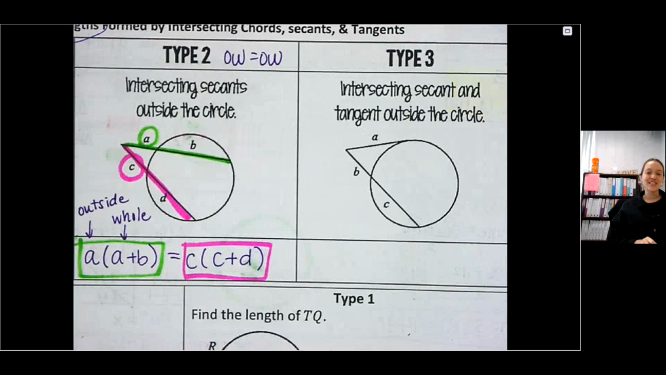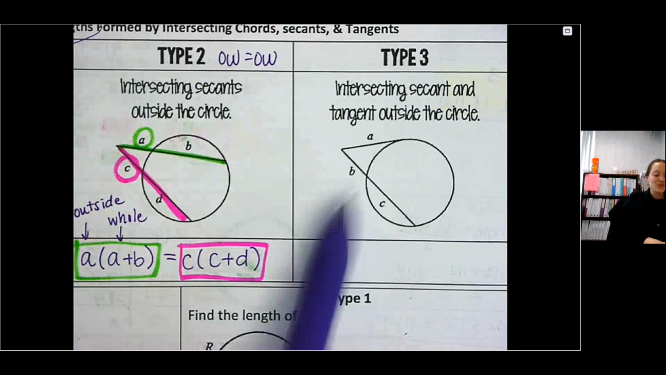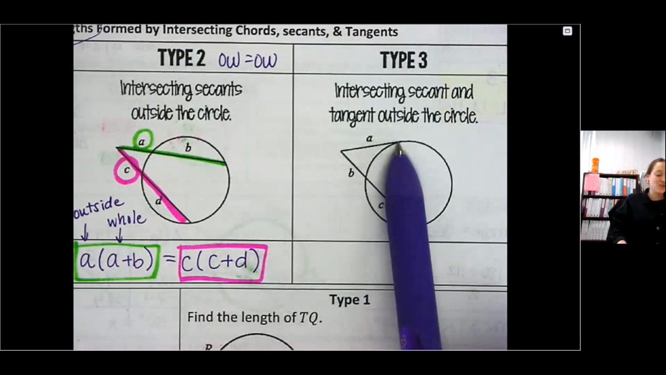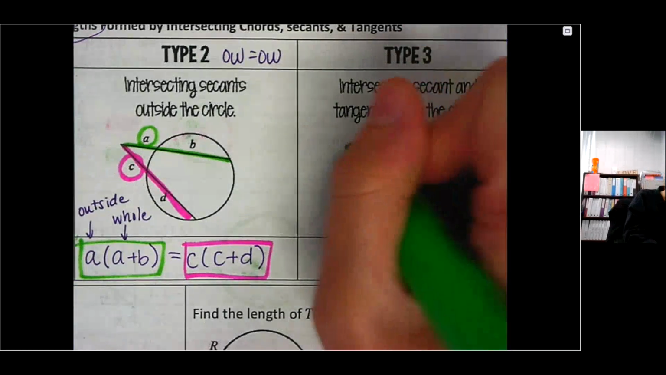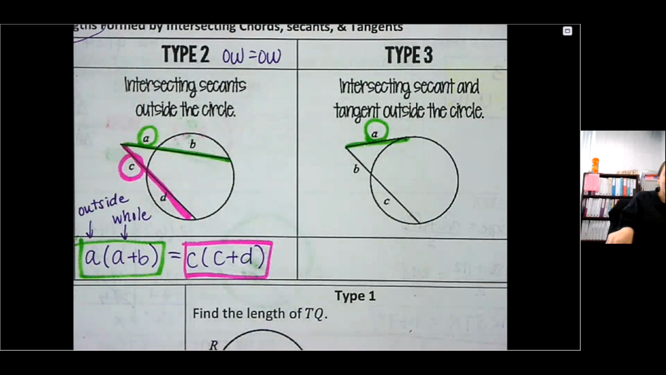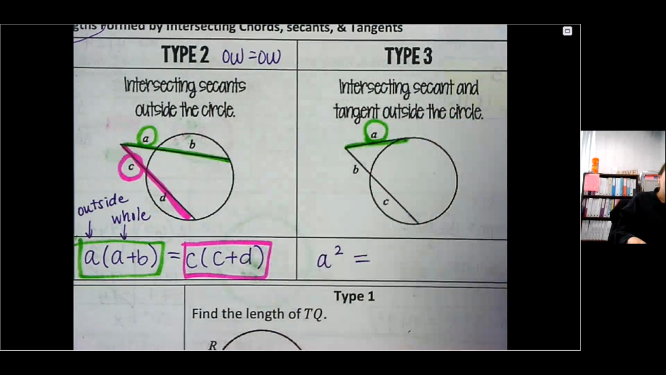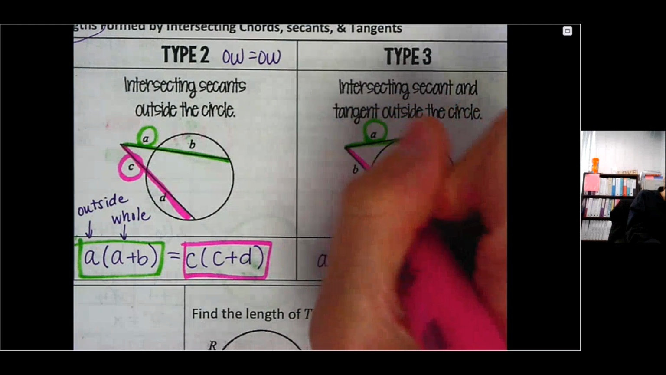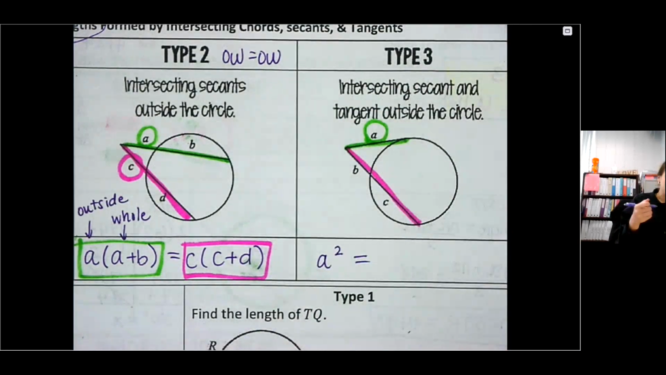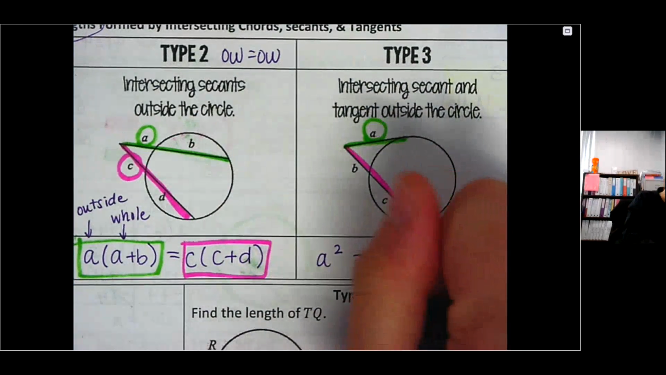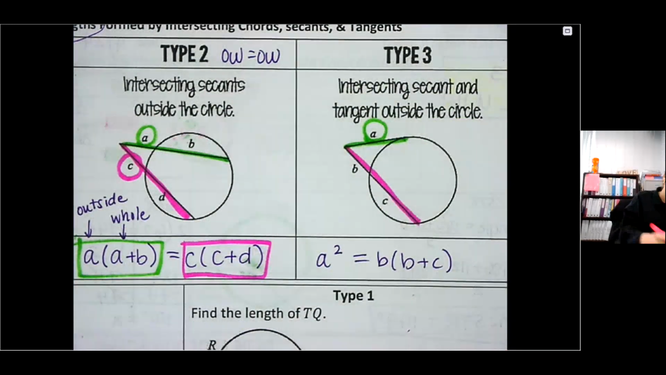Last one is an intersecting secant and tangent outside the circle. So one goes through and one just touches the edge of the circle. The one that's by itself, the tangent line, you're going to take that piece and multiply it times itself. So A squared. And then you're going to set it equal to the other one, which is again outside times the whole. So B times the whole thing would be B plus C.